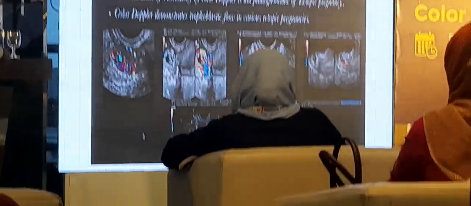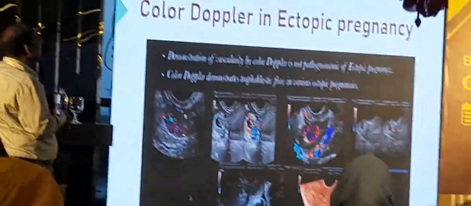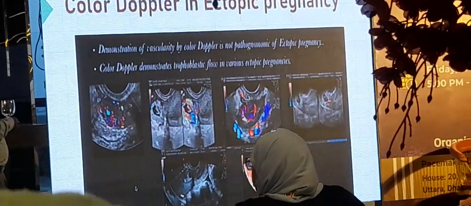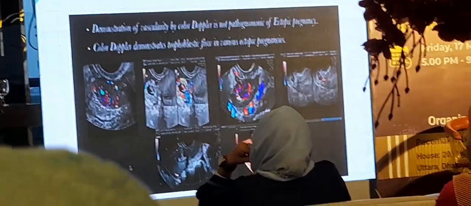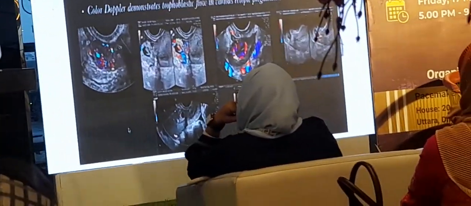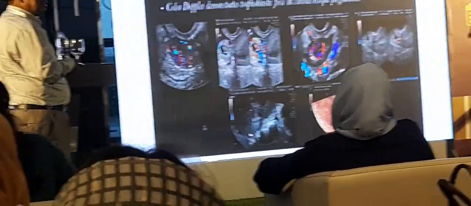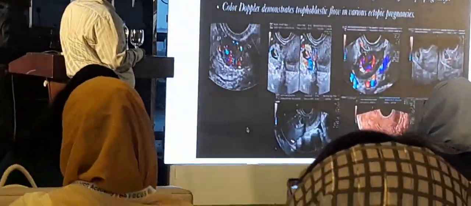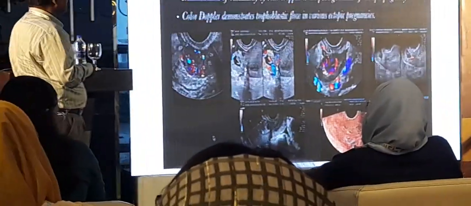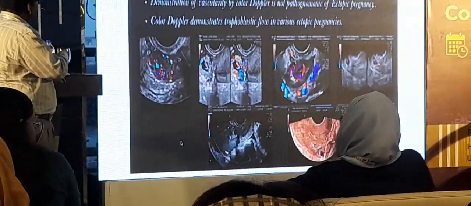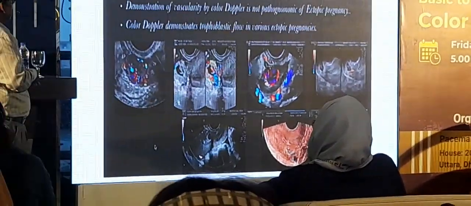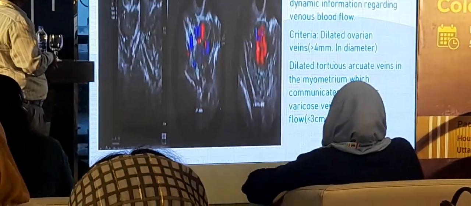Color Doppler in ectopic pregnancy. All of you know, implantation and development of the fertilized ovum outside the uterine cavity. It may be mainly fallopian tube, it may be cervical region, it may be previous cesarean scar region. Mostly we find the vascularity due to trophoblastic changes, trophoblastic vascularization. Look at this, there are changes in the implanted site, that is vascularity increase.